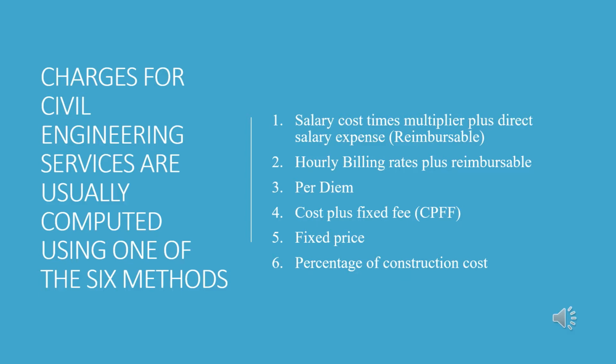First is salary cost times multiplier plus direct non-salary expenses. Second, hourly billing rate plus reimbursable. Third, per diem. Fourth, cost plus fixed fee. Fifth, fixed price. And lastly, percentage of construction cost.